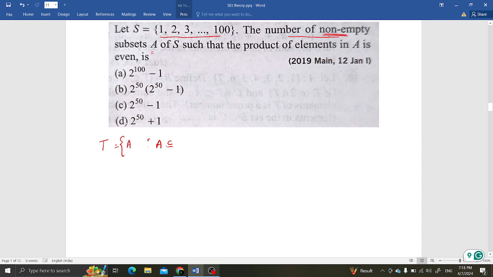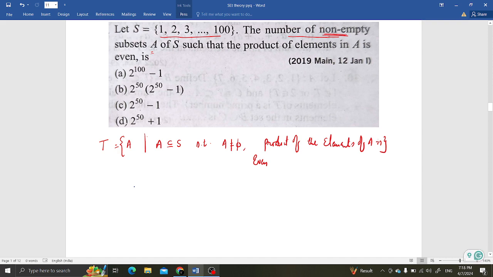This is your T set. It is the collection of all those subsets of S such that A has to be non-empty first thing, and the product of the elements of A is even. Okay.